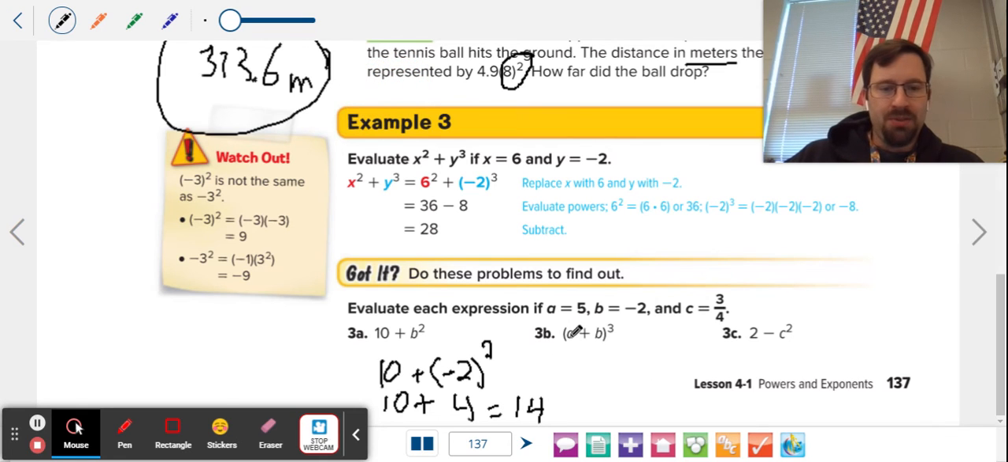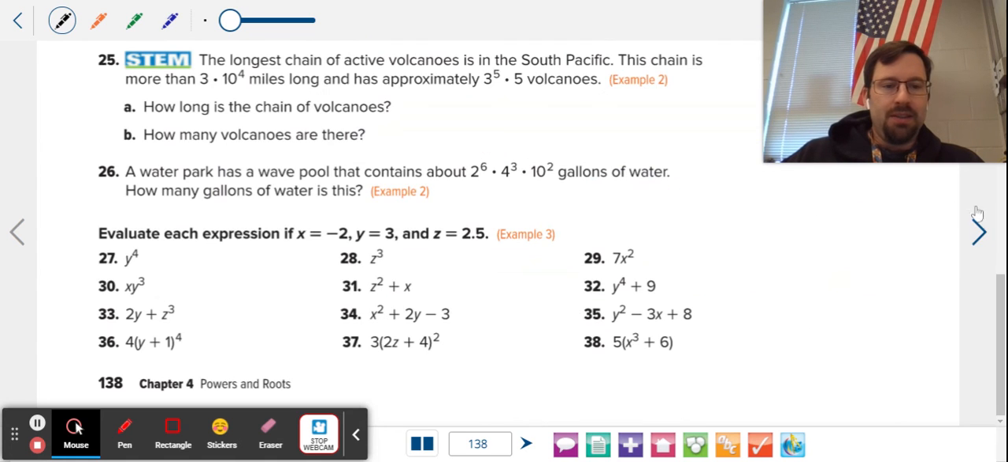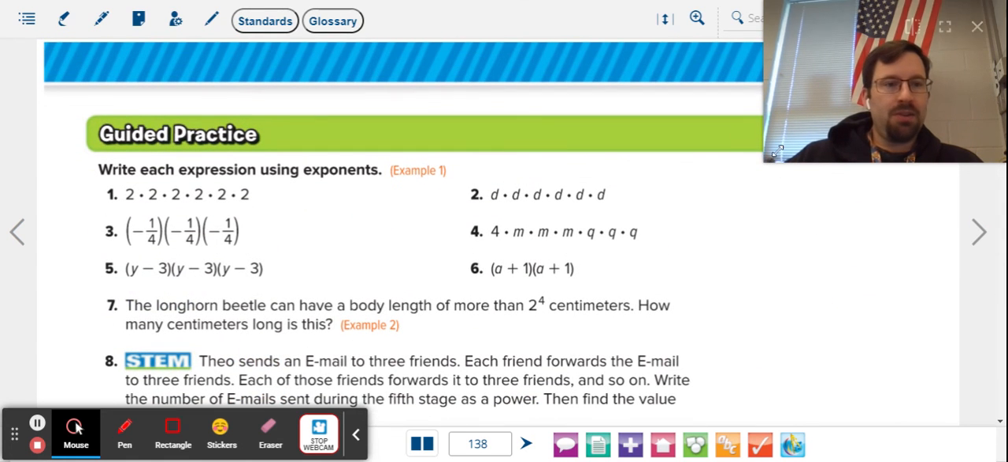Over here, follow order of operations, do the addition in here. A is 5, B is negative 2. That's 3. Then you cube that. 3 cubed is 27. Remember, it's not 3 times 3, it's 3 times 3 times 3. It's 3 3s. All right, and then the last one just has fractions in it. Nothing new there.